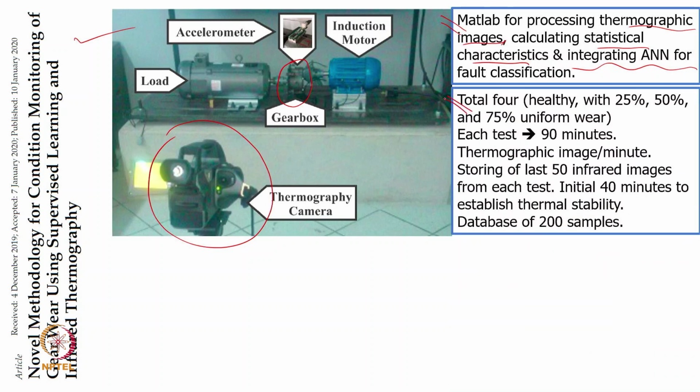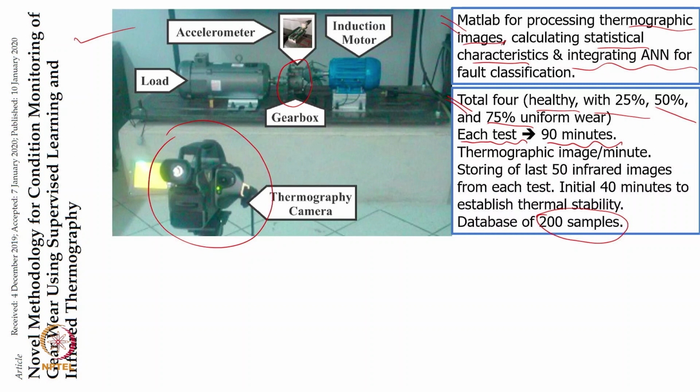So they captured images overall, and then they made a database of 200 samples. How did they do it? 50 for the healthy case, 50 images for 25% wear, 50 for 50% wear, and 50 for 75% wear. Each test which they conducted, for the healthy gear and then with gears mounted with 25% wear, 50% wear, and 75% wear, was conducted for 90 minutes.